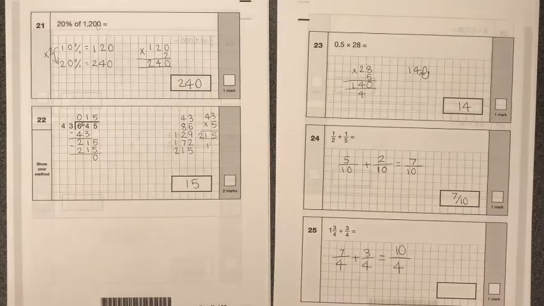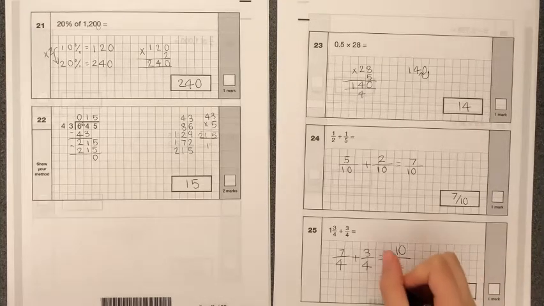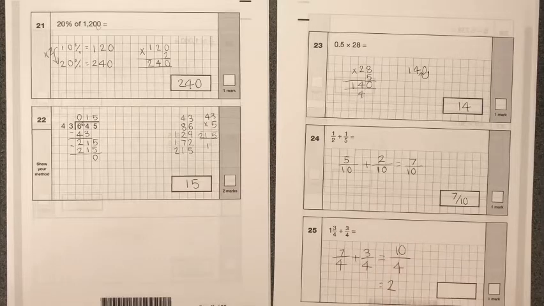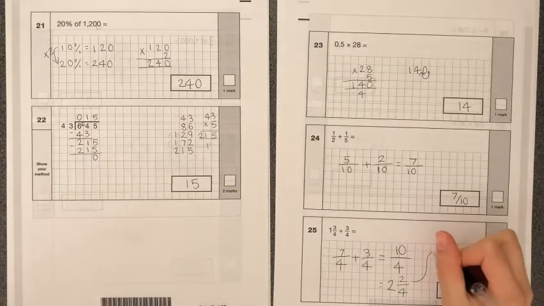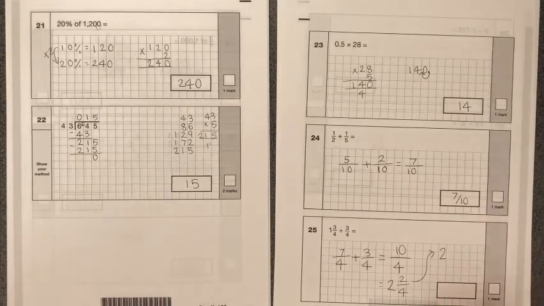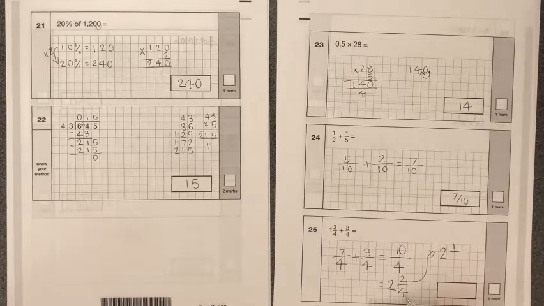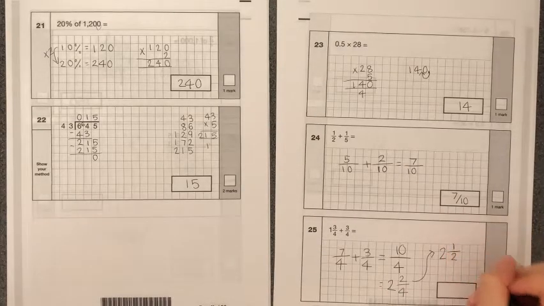Now this is an improper fraction. We can simplify this and make this into a mixed number. How many 4s are in 10? Well, there is 2, with a remainder of 2, 2 and 2 quarters. Now this fraction can still be simplified down. Both 2 and 4 are divisible by 2, so we can do that. 2 divided by 2 is 1, 4 divided by 2 is 2. 2 and a half is our answer.